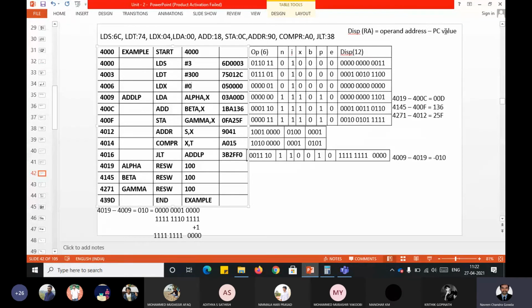So we'll be using those values themselves directly as the displacement, 300. But 300 is in decimal, so you have to convert it to hexadecimal. When you convert 300 to hexadecimal, you get 12C. That itself will be the displacement. Okay, sir, understood. Right? Any more doubts, students?